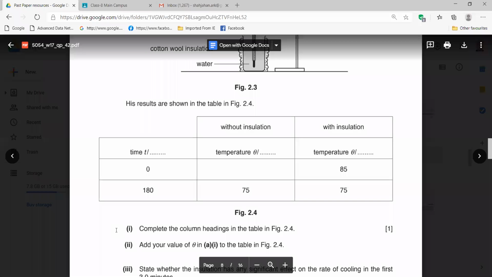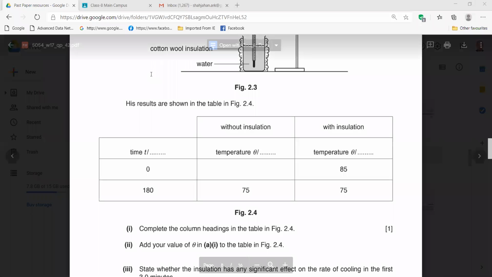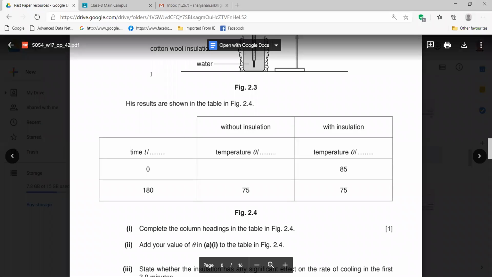You got some blanks, right? Three blanks. So in those three places, what will you write? The units, right? Yes, the units for time, and for temperature, again temperature.